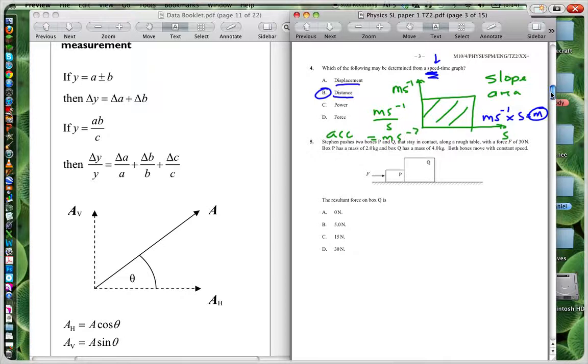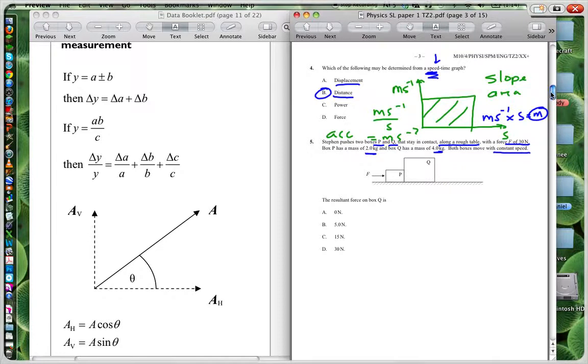In this next question, let's read this through carefully. Stephen pushes 2 boxes, P and Q, that stay in contact along a rough table. The rough means that friction will be involved, with a force of 30 newtons. Box P has a mass of 2 kilograms and box Q has a mass of 4 kilograms. Both boxes move with constant speed.